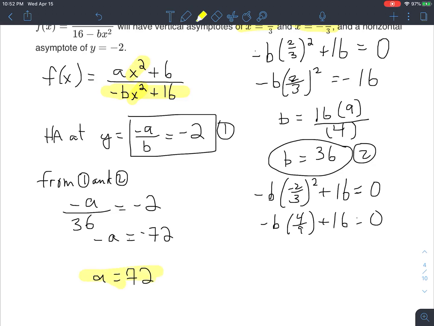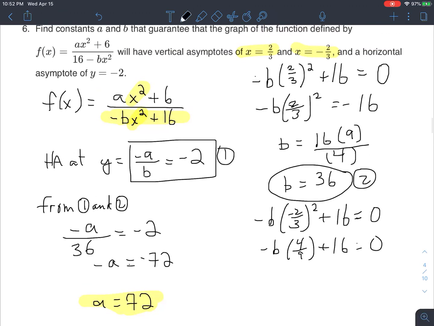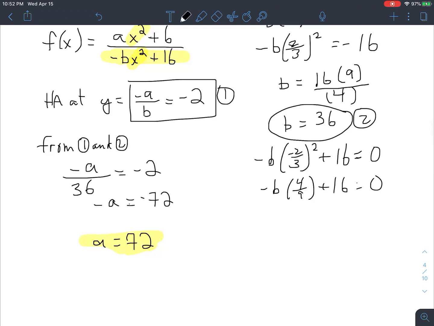Alright, let's just test that out. You guys know that checking your answers is the most important thing in my book. So you have ax squared plus 6. So really, therefore, f of x actually equals a, which is 72, x squared plus 6 over negative b x squared plus 16. Well, b is 36, so this is negative 36x squared plus 16. And let's just double check.